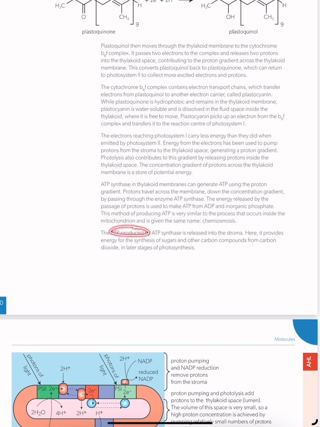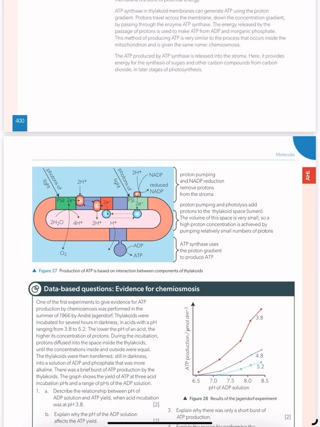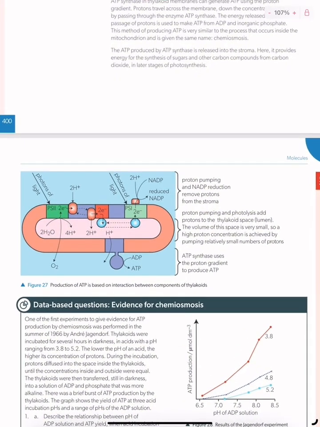The ATP produced by ATP synthase is then released into the stroma. And here it provides energy for the synthesis of sugars and other carbon compounds from carbon dioxide in later stages of photosynthesis. So here you can see the process of ATP production through chemiosmosis.